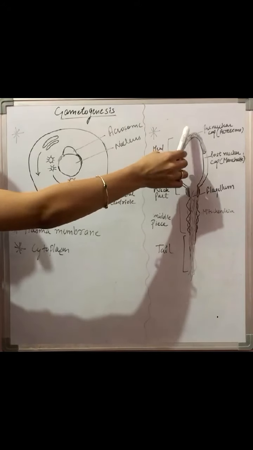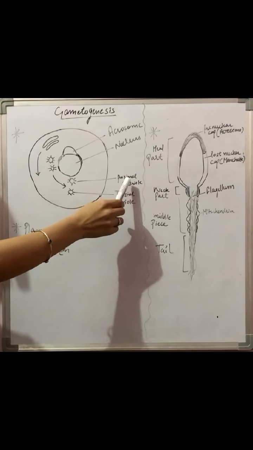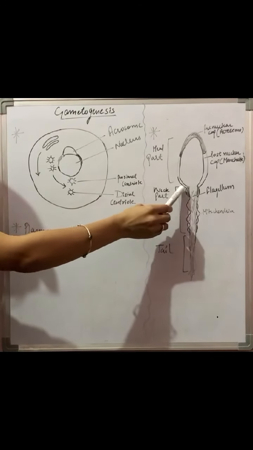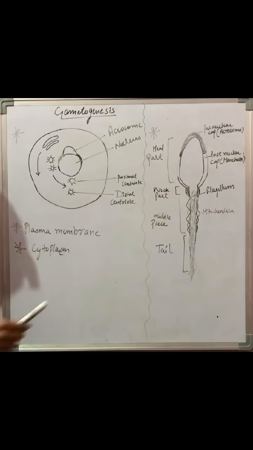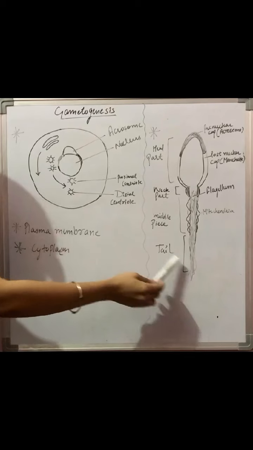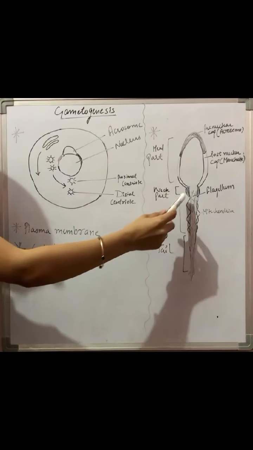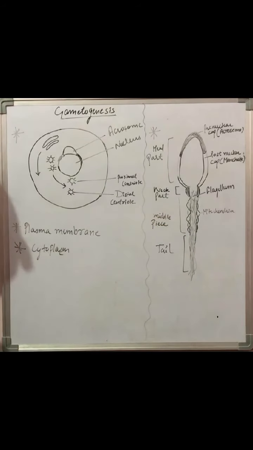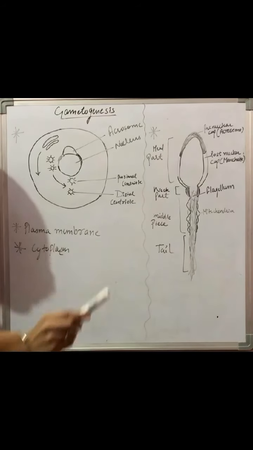This is the head part, in which there are the acrosome and the nucleus. We have discussed that the proximal centriole forms the neck part, and the distal centriole forms the flagellum, which arises here and reaches the tail part. So this is the middle piece and this is the tail part. How do we differentiate the middle piece and the tail part? The middle piece has mitochondria around it which provide it energy, and the tail part has no mitochondria, only the flagellum.